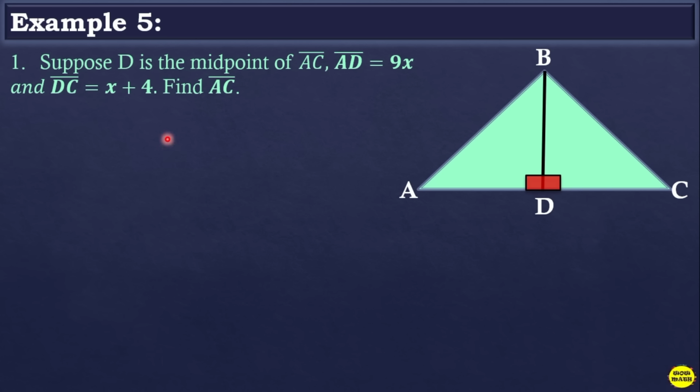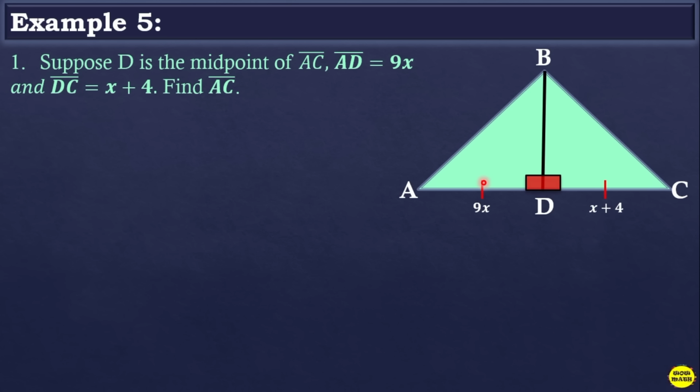Next, suppose that D is the midpoint of segment AC. So D is the midpoint of segment AC. And then segment AD is equal to 9x, and segment DC is equal to x plus 4. Now, we all know that since we have the midpoint, ibig sabihin, meron tayong two congruent segments dyan kasi midpoint ito. So, itong dalawa ay congruent.